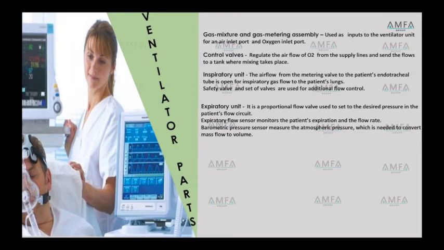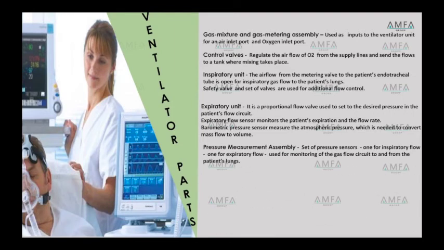The expiratory flow sensor monitors the patient's expiration and the flow rate. The barometric pressure sensor measures the atmospheric pressure, which is needed to convert mass flow to volume. Pressure measurement assembly: a set of pressure sensors, one for inspiratory flow and one for expiratory flow, used for monitoring the gas flow circuit to and from the patient's lungs.